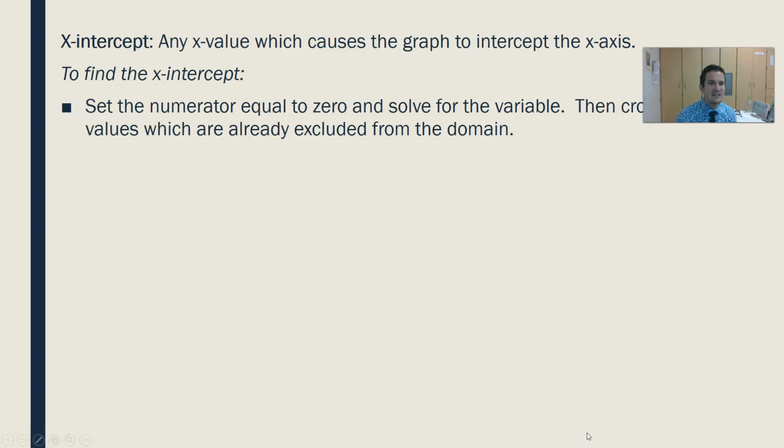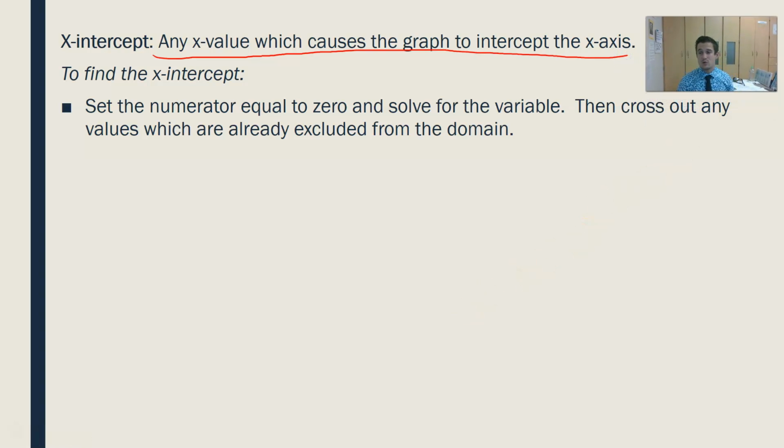Next, my x-intercepts. My x-intercept is any x value which would cause the graph to intercept the x-axis. That's what an x-intercept is. It's any place where the graph crosses or intercepts the x-axis. So to find the x-intercept, I'm going to set the numerator equal to 0 and solve for x. To find the holes in my domain, the exceptions to my domain, I set the denominator equal to 0. For my x-intercepts, I'm going to set the numerator equal to 0.